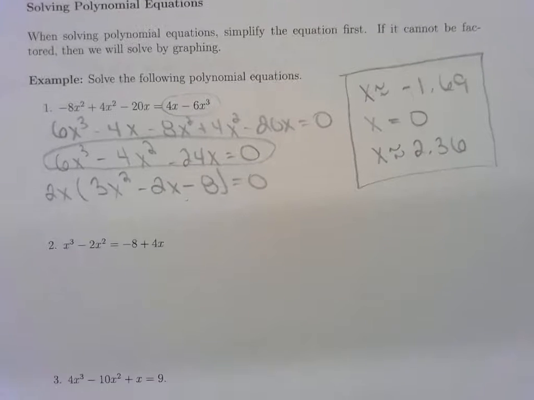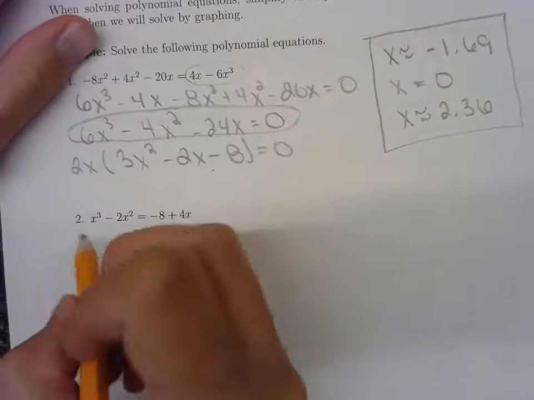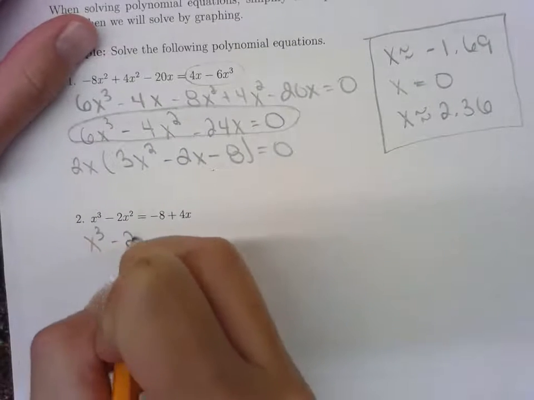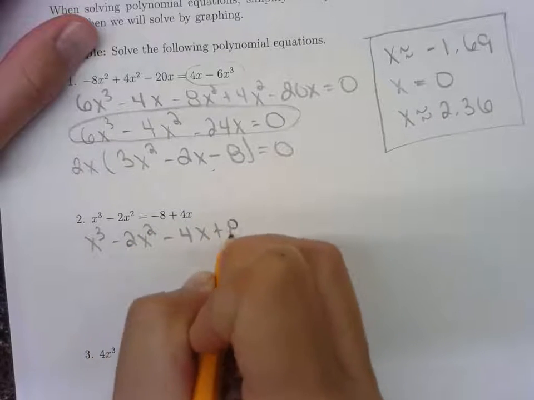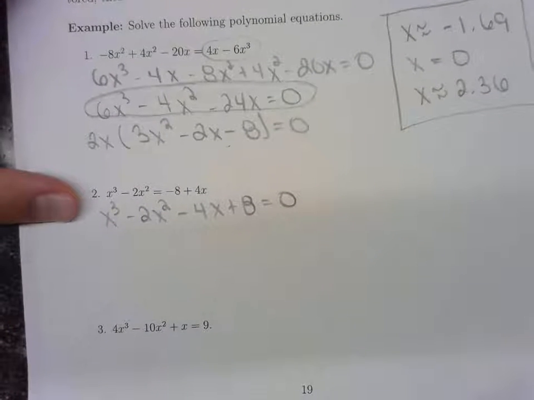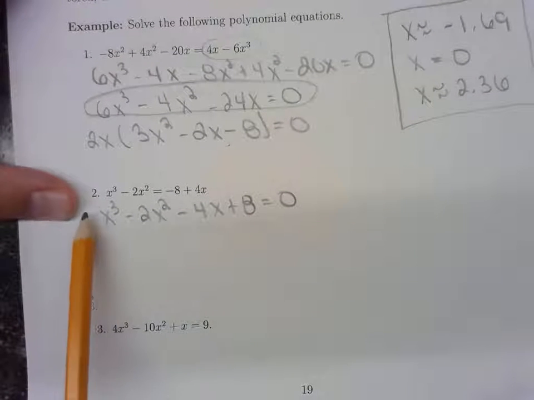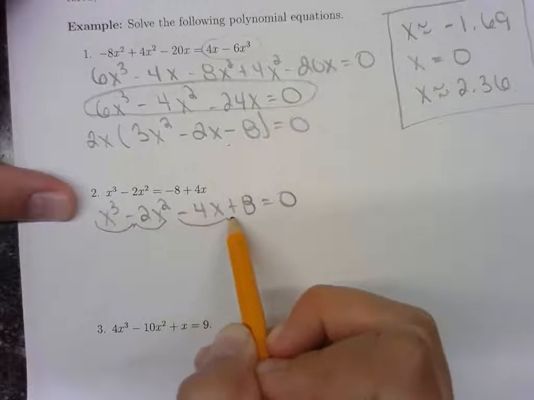Okay, number 2, we have x cubed minus 2x squared equals negative 8 plus 4x. Again, I'm going to get everything on one side. So we'll have x cubed minus 2x squared minus 4x plus 8 equals 0 here. I'm going to try to factor this. We can't take anything out of the whole thing, but I can factor first 2, second 2.